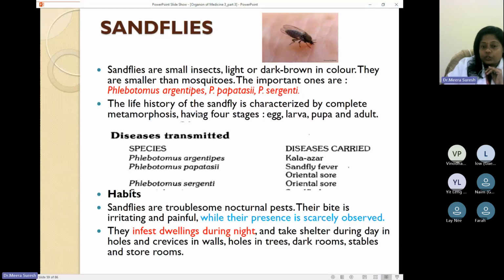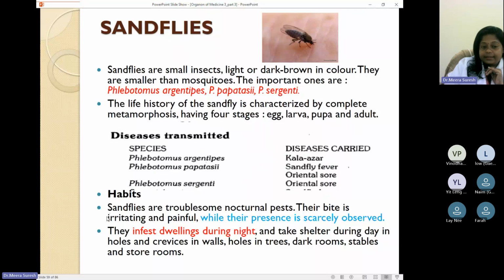These sandflies also have the four metamorphic stages: the egg, larva, pupa, and adult. And for the disease transmitted, Phlebotomus argentipus causes Kala Azar. Phlebotomus papatasi causes sandfly fever or the oriental sore, and Phlebotomus sergenti causes the oriental sore. But just remember Phlebotomus, especially the argentipus variety, which causes the disease Kala Azar. So the sandflies are the vectors of Kala Azar, that is Phlebotomus argentipus.